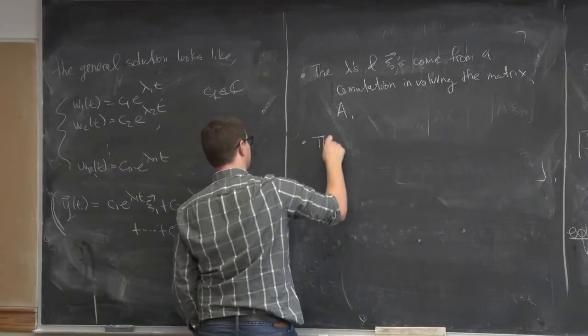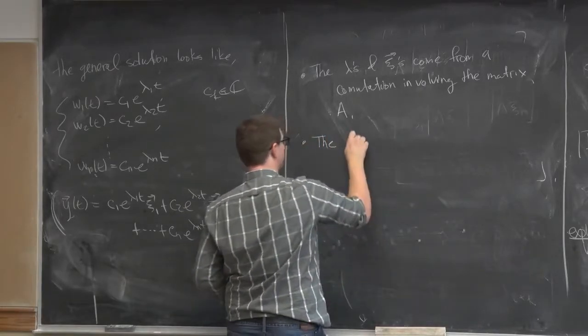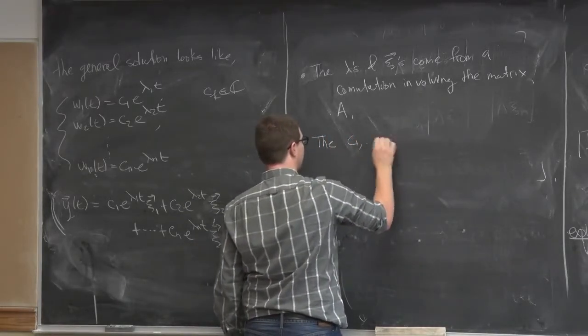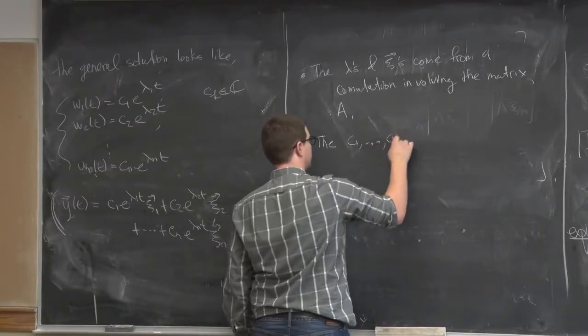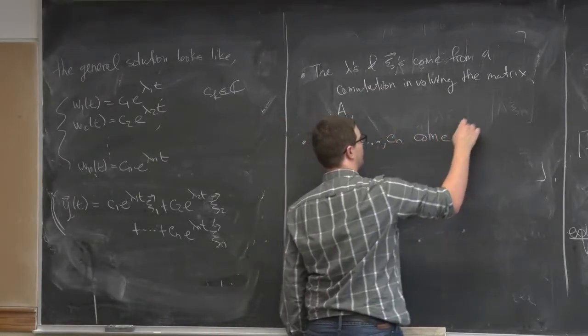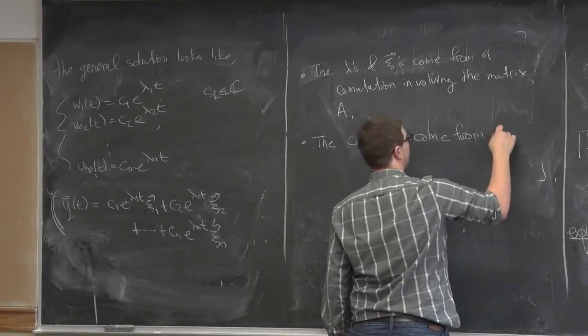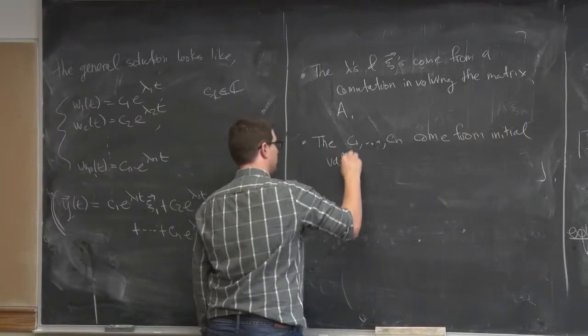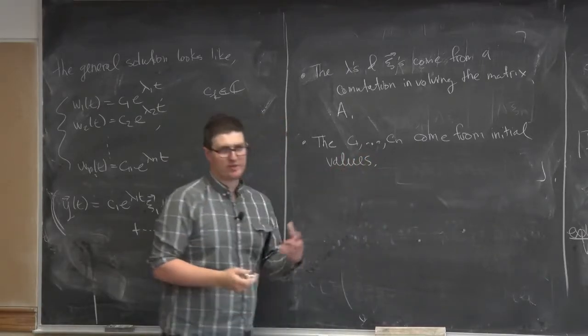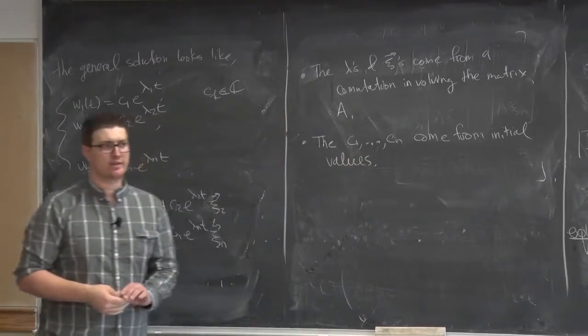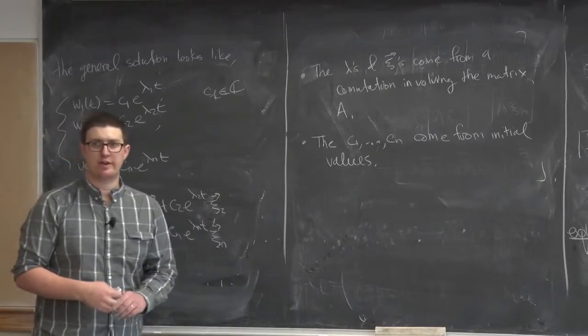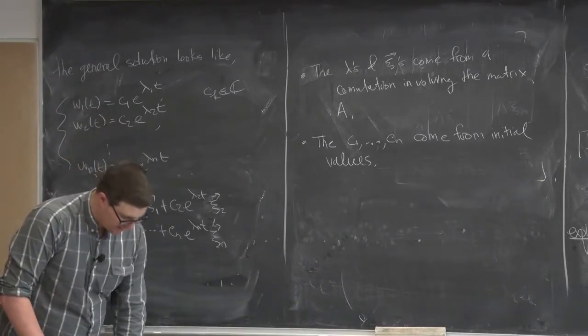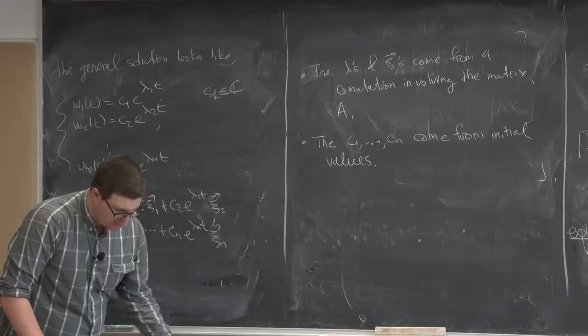And the C1 through Cn come from initial values. So if someone asks for a general solution, you can leave those as arbitrary constants, or you could actually solve for them. Okay, so maybe we should do one in practice, right?